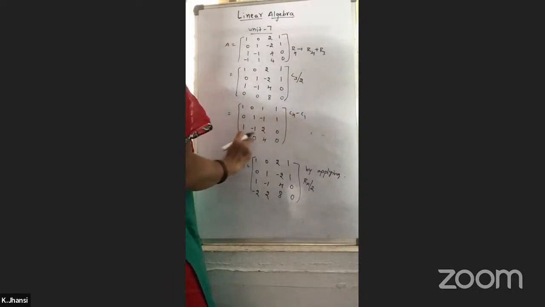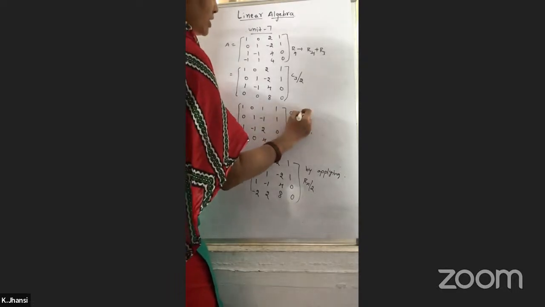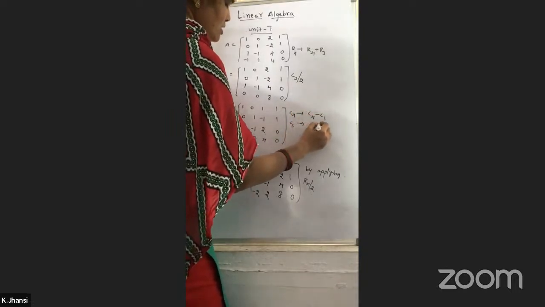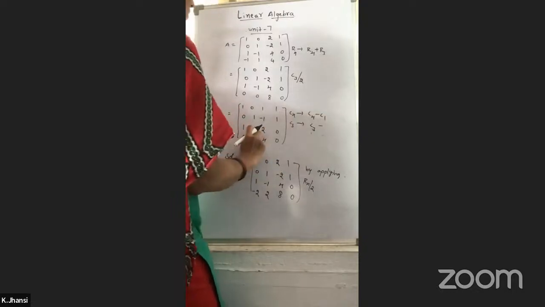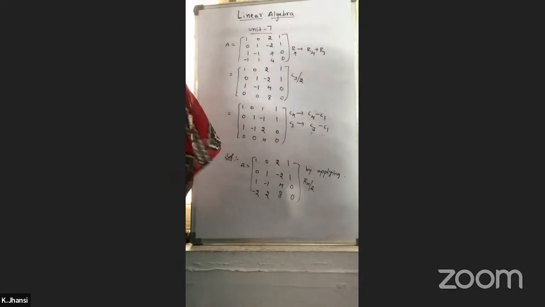Okay. And one more thing. First you do C3. Like this you can write C4 in C4 minus C1, C3 is C3 minus C1. Okay.